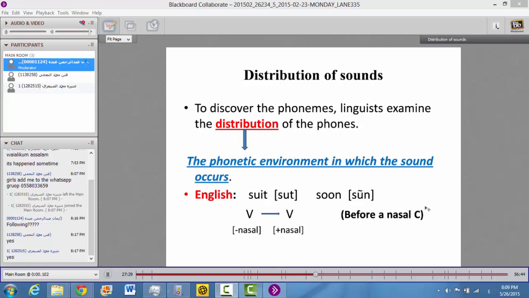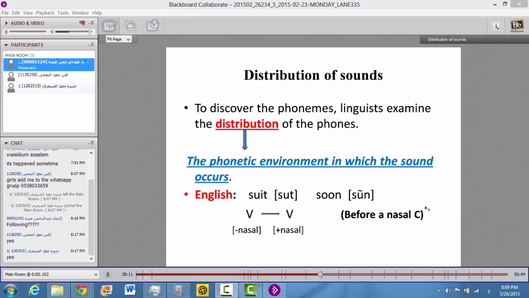So here the vowel is minus nasal, and it changes into plus nasal. The vowel is nasalized in soon. All the vowels, as we know in English, are oral sounds. But sometimes they are nasalized whenever they occur in a position preceding nasal consonants, as in soon, seem, sing. So before nasals, we nasalize the vowels.